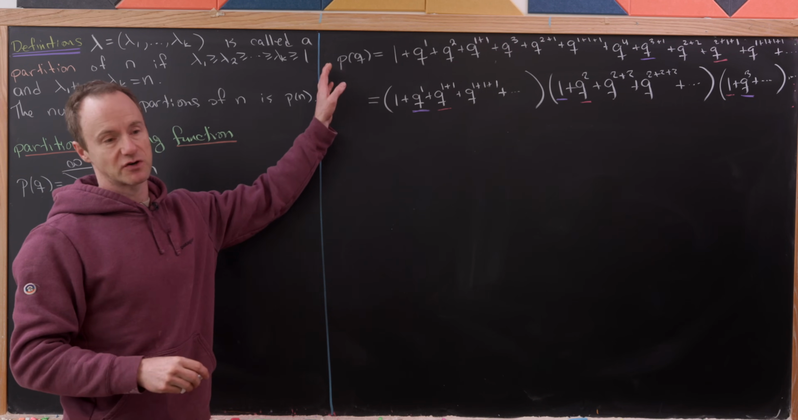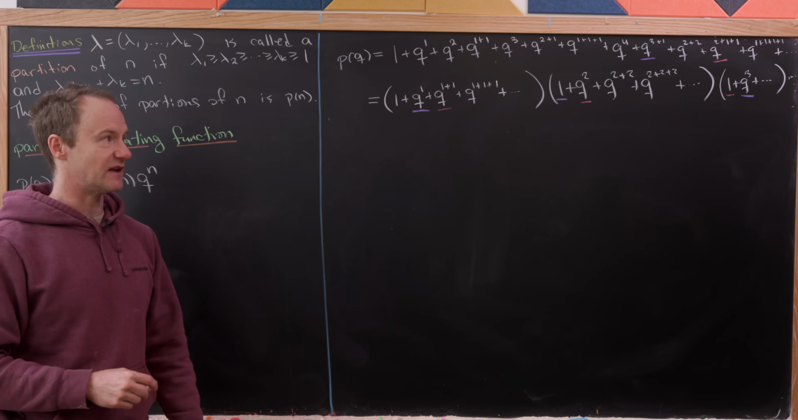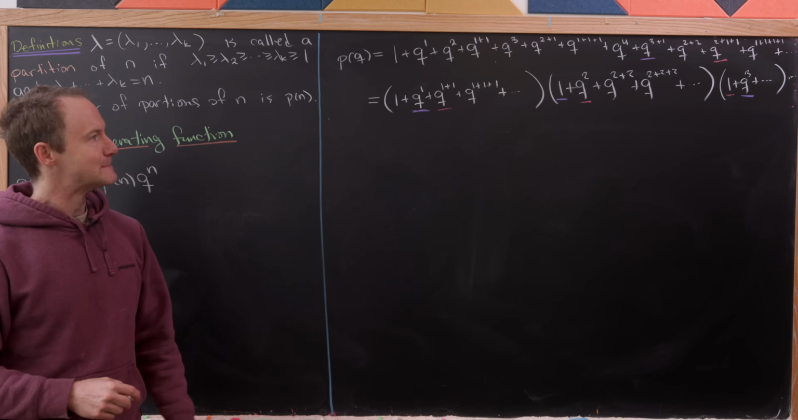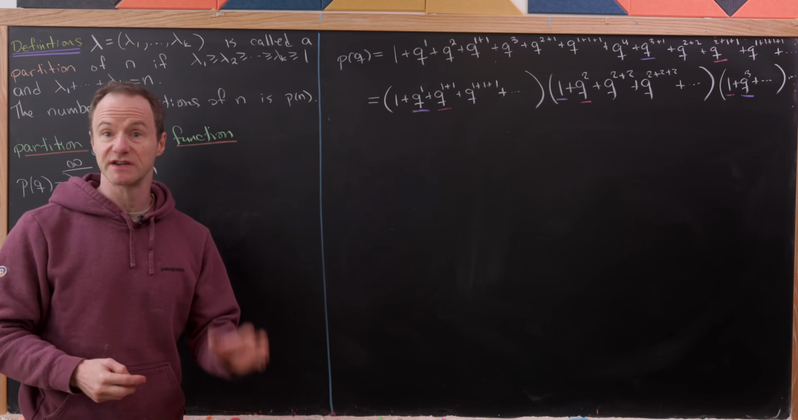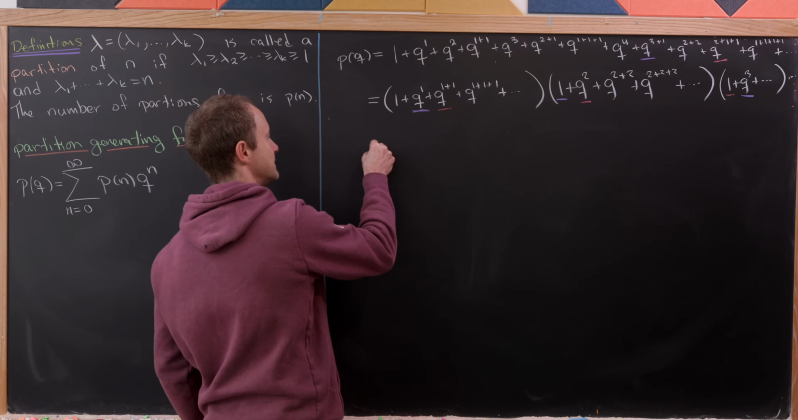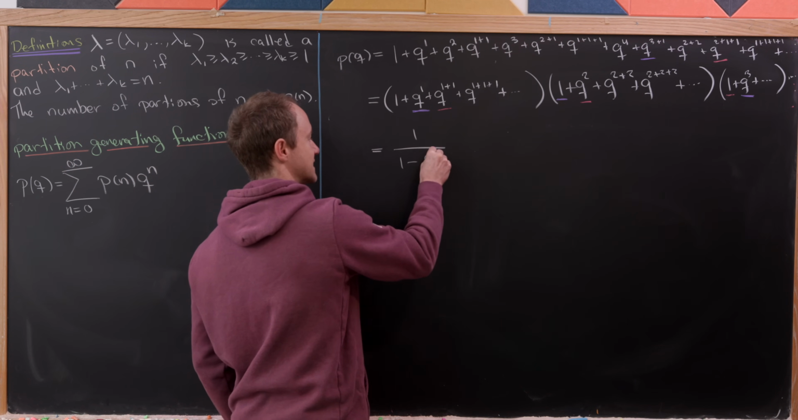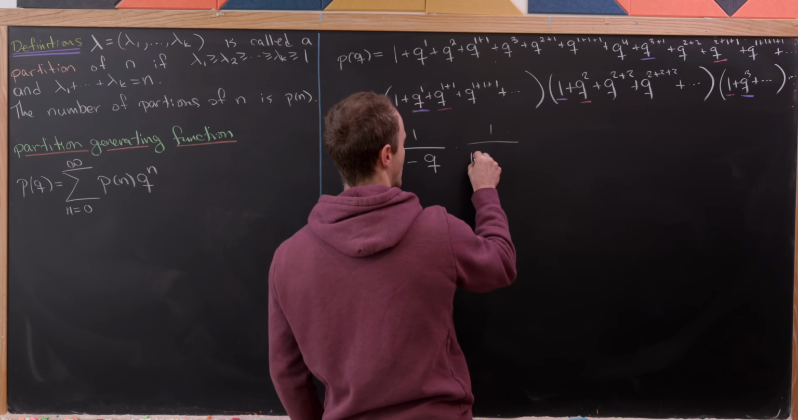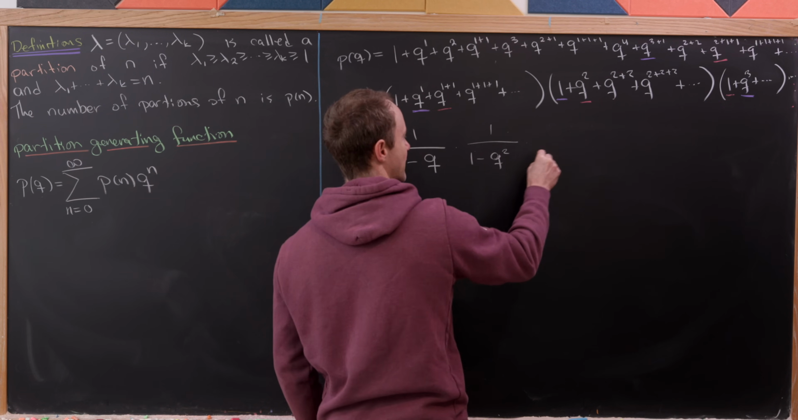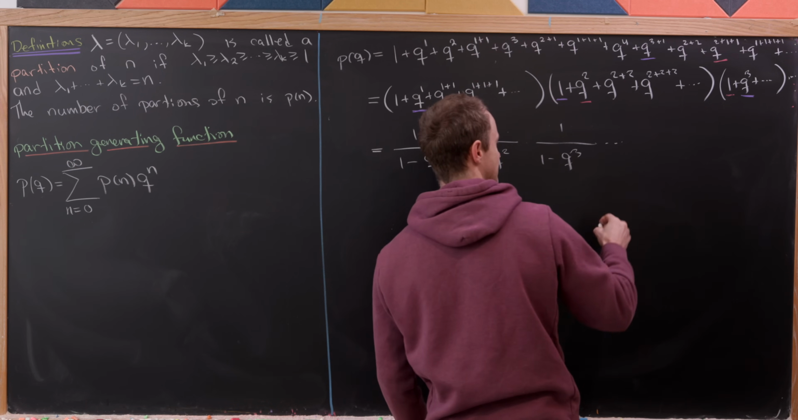Okay, so needless to say, I think even though we haven't done it super carefully, we've motivated that the partition function p of q, the generating function, can be written as this infinite product. But if you look closely, each term in this infinite product is a geometric series, so we might as well sum it up. So this first term sums up to 1 over 1 minus q. This second one to 1 over 1 minus q squared. The third one to 1 over 1 minus q cubed, and so on and so forth.